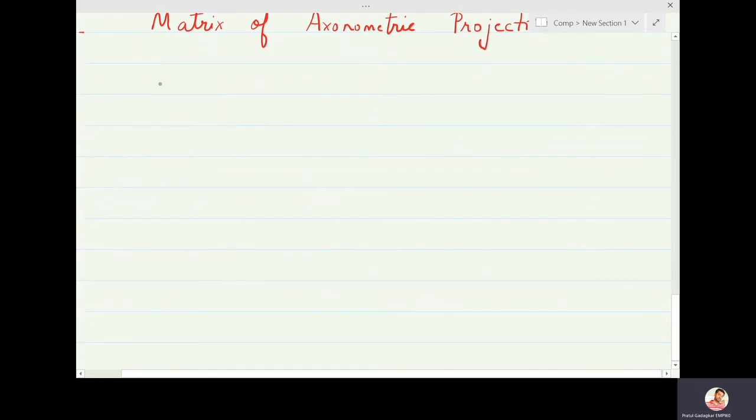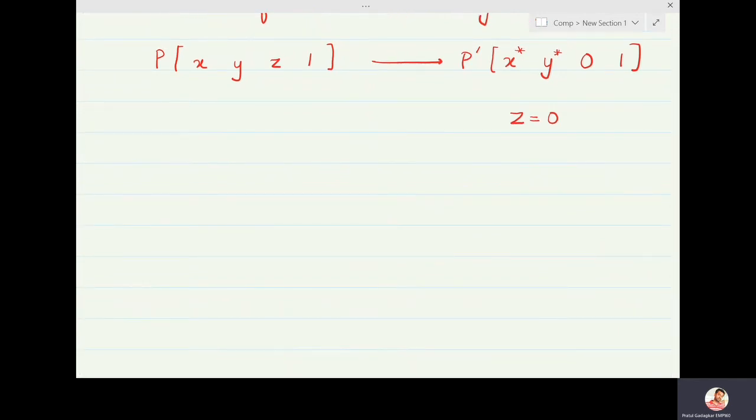So if I take a point which is say x, y, z, 1 in the homogeneous coordinates, and I project it on the z equal to zero plane, the point P dash will look like x star, y star, the third coordinate will be zero, and 1 is the homogeneous coordinate. So this means that I have projected the point on the plane z equal to zero. This means that the matrix of axonometric projection, first of all, must have the third column equal to zero, because it's a projection on the z equal to zero plane.